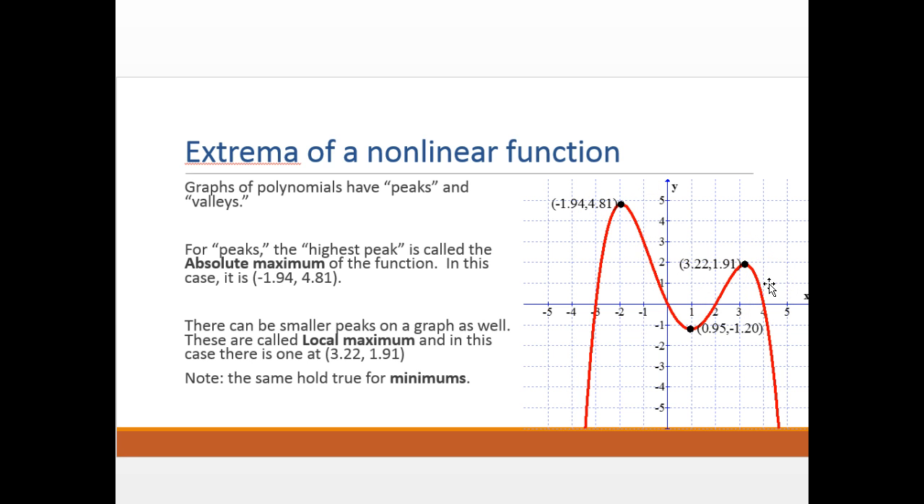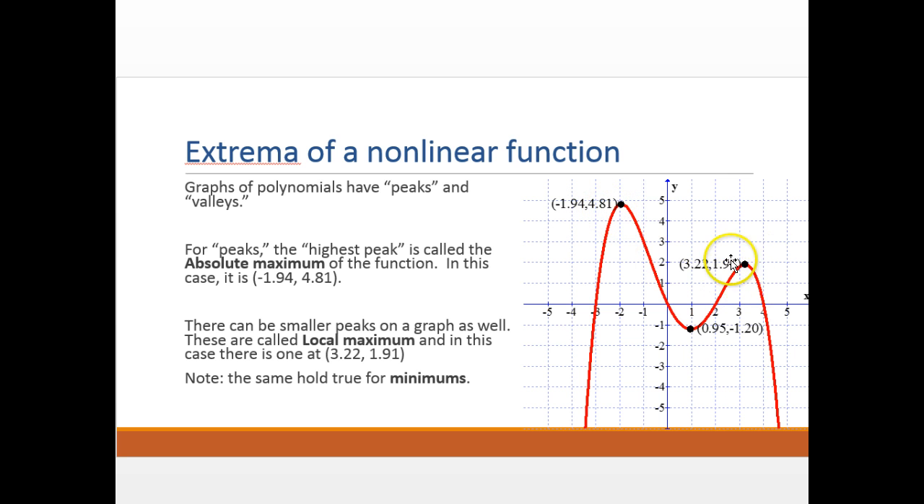We divide our maximums into two categories. We have what's called an absolute maximum. In other words, that's the highest point in the graph. Notice the way this graph is shaped. There is the absolute highest point, which occurs over here at negative 1.94 comma 4.81. That's the absolute highest point.